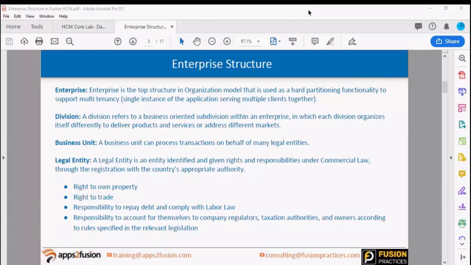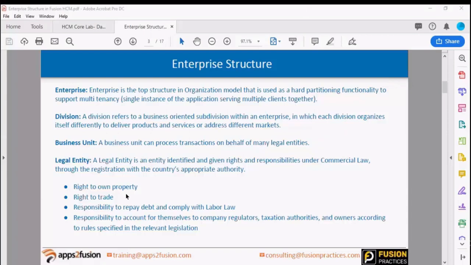Now coming to the fourth point, the legal entity. A legal entity is actually a unit of an enterprise which is registered in a particular country so that it can do trade there. So it is the registered unit of an enterprise. It is an identified entity and it has been given rights and responsibilities under the country law or a commercial law to hire an employee or to do transactions related to taxation purposes.